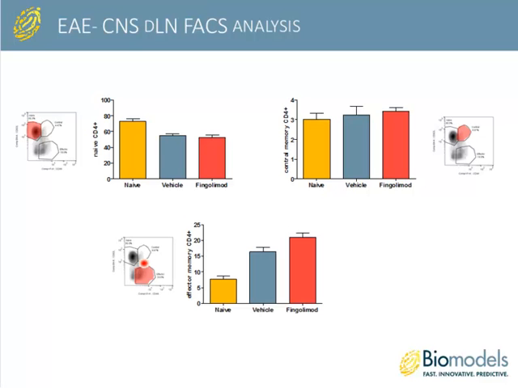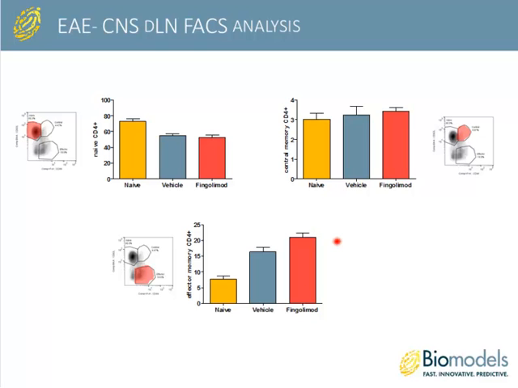But then if you look at these effector memory cells, these are the ones that are really doing the damage. The naive mice obviously have a relatively low percentage of these cells because they have no specific immune activation state going on right now. In the vehicle-treated mice that have active EAE, there's a significant amount of effector memory cells in the lymph nodes. But in the fingolimod-treated mice, there is, again, a further significant increase, indicating that those cells are being retained in the lymph node.